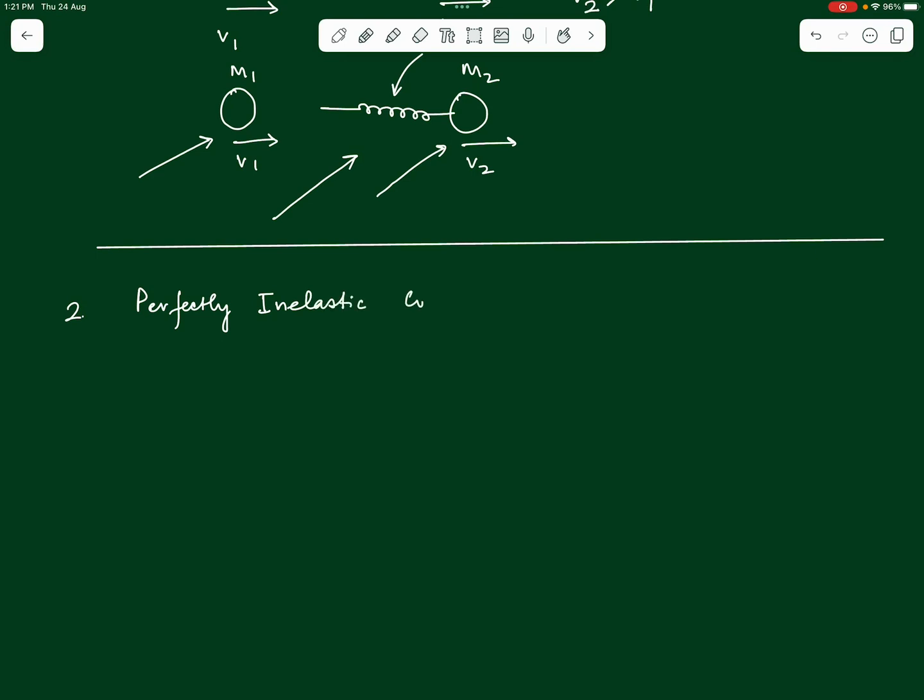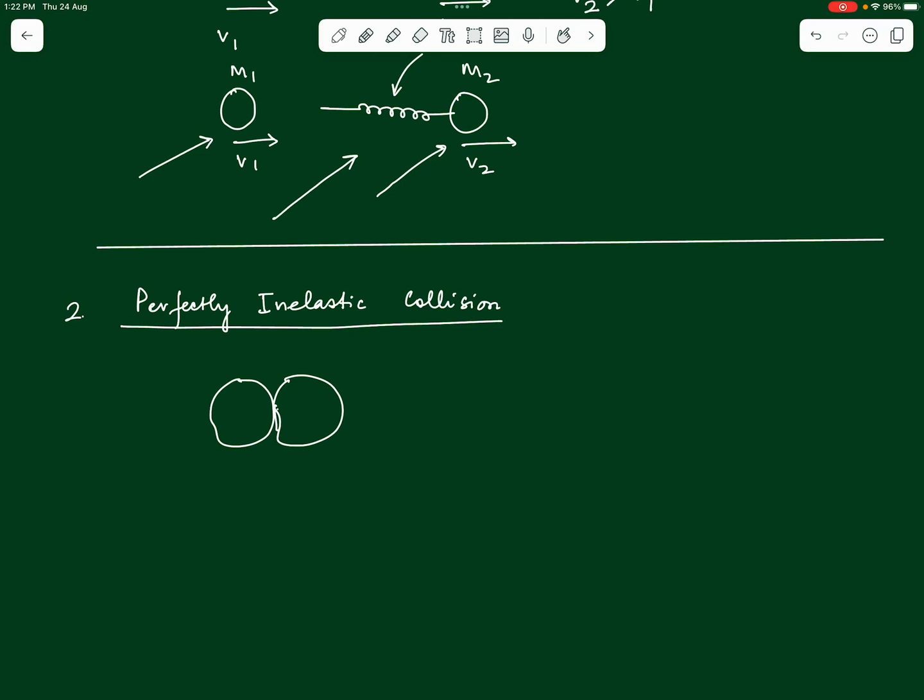What is a perfectly inelastic collision? Sometimes we simply call it inelastic collision also. An inelastic collision is one where the two bodies are made up of a material which is absolutely non-elastic. Non-elastic basically means that once the bodies have got deformed during the course of collision, once they have suffered some deformation, there is no tendency in the bodies to undergo a reformation. They would not try to change their state of deformation because there is no elasticity in the material itself.